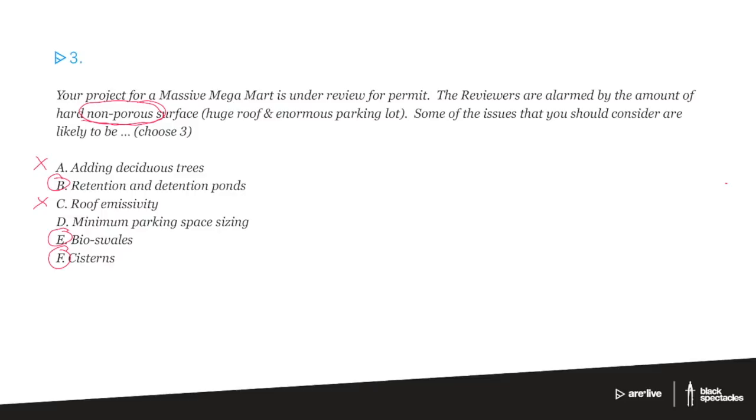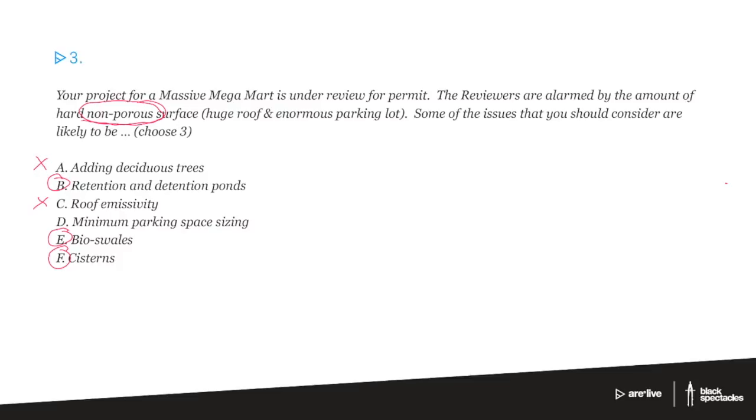The bioswales are similar to the retention ponds. They're places where the water can gather. They're planted with plants that can accept a great deal of water, but then can also dry out. So it gives a place for the water to go until it can get absorbed into the ground. Cisterns are just big collection devices that you can then reuse the water or send it on its way to the storm system once the big storms have passed, and you're not likely to flood anybody out at that point. So B, E, and F.